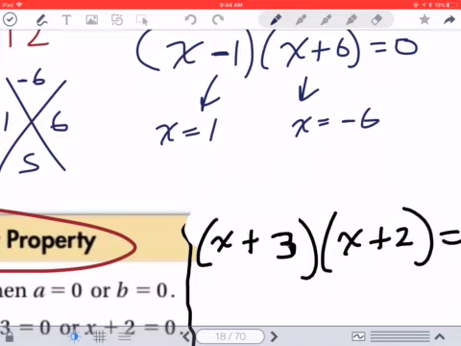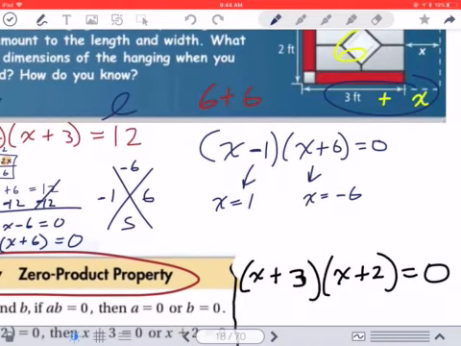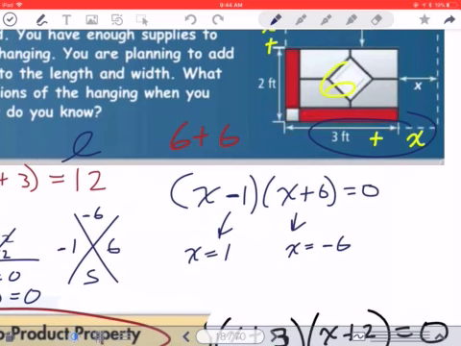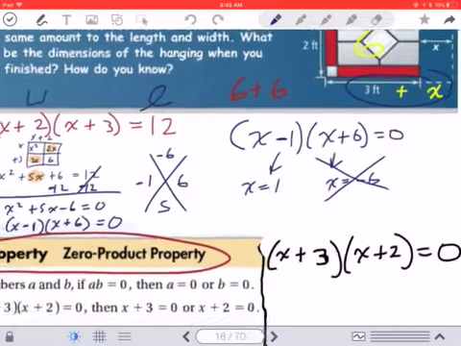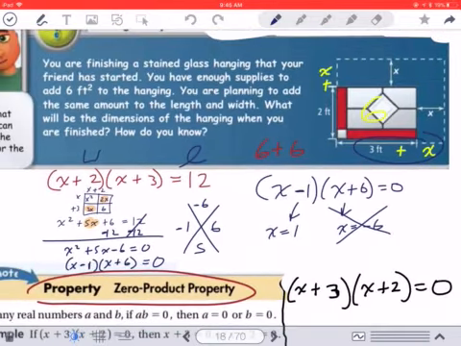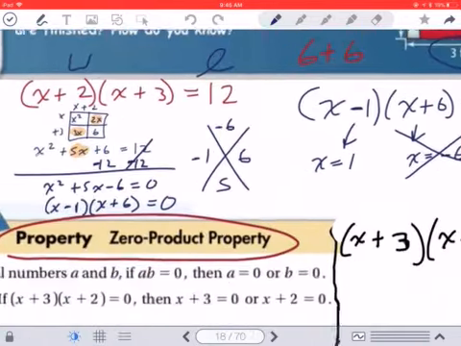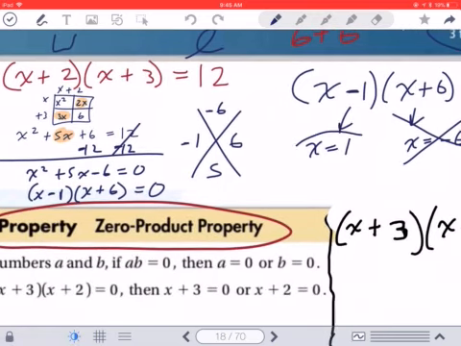But then I have to think about the context of the problem. I can't have a negative dimension. All right, so the negative number, a lot of times we've got to just throw out that negative number. Even though it makes the statement true, it doesn't work in the context of the problem. So I have x equals 1 as the solution.